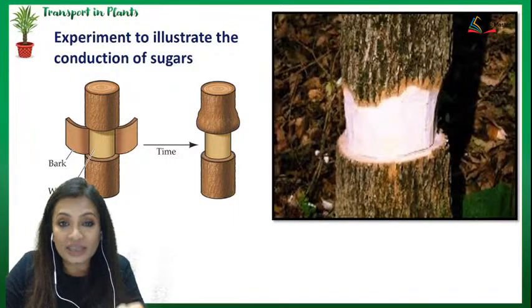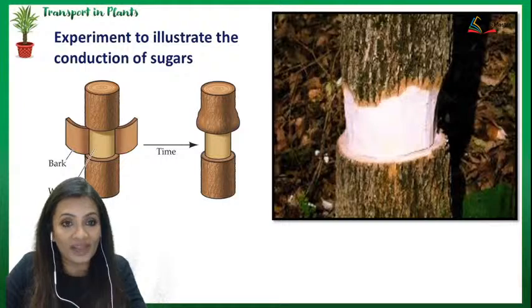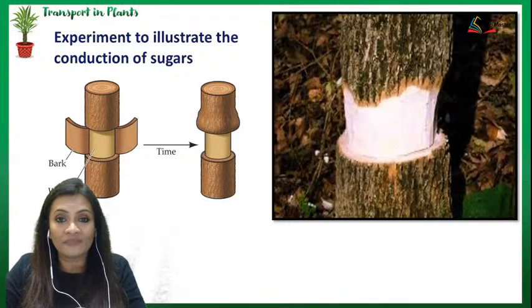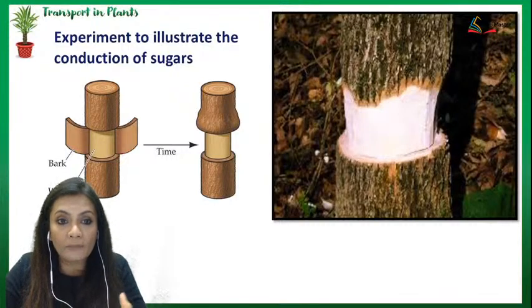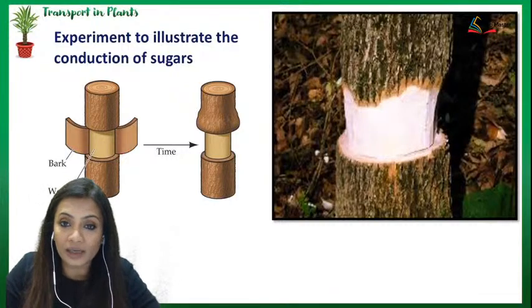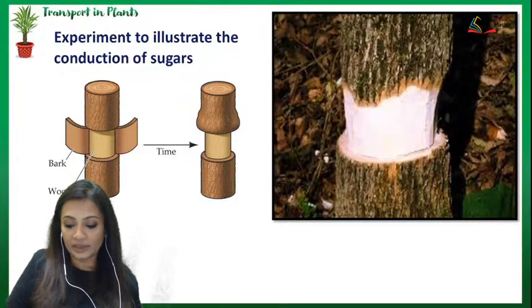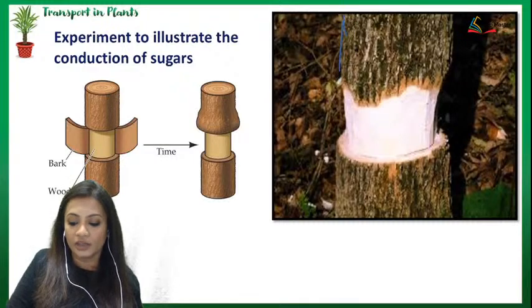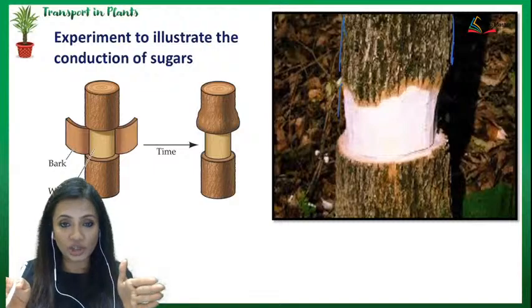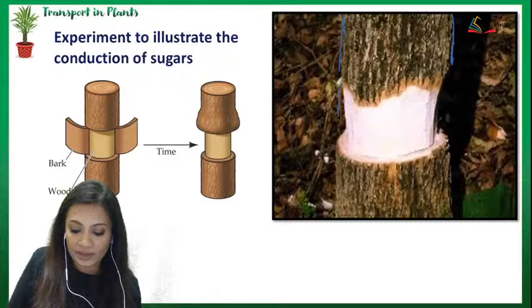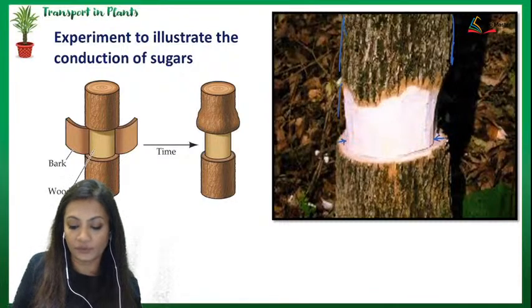Now, in order to show that sugars are conducted by the phloem, what we can do is this experiment conducted on a bark. On this bark, what they have done is a ring has been cut. All right, can you see that here? Even in this real diagram you can see how a ring has been cut, and from the external region till the center, up till the level of the phloem, there is a cut being made.